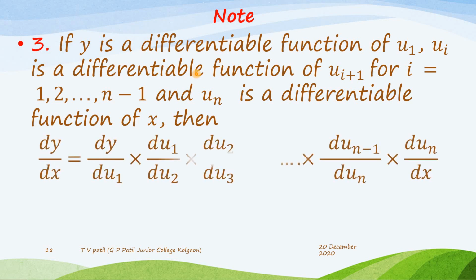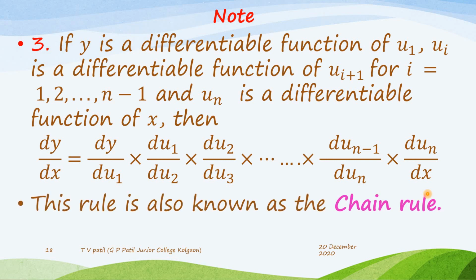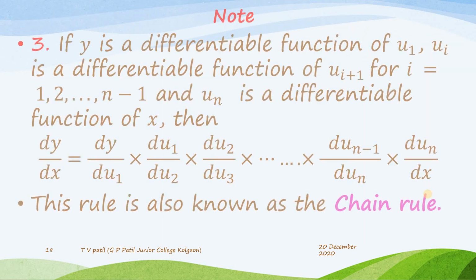Similarly, if y is a function of u1, u1 is a function of u2, u2 is a function of u3 and so on, un is a differentiable function of x, therefore what is the derivative of y with respect to x? dy by du1 into du1 by du2, du2 by du3 and so on, dun by dx. This rule is known as the chain rule. साखळी सारखा rule आहे म्हणून तो त्याला आपण chain rule म्हणतो. This is the formula for the differentiation of a composite function.